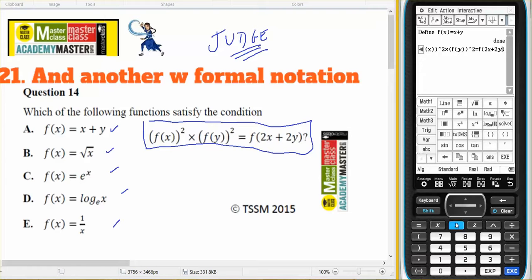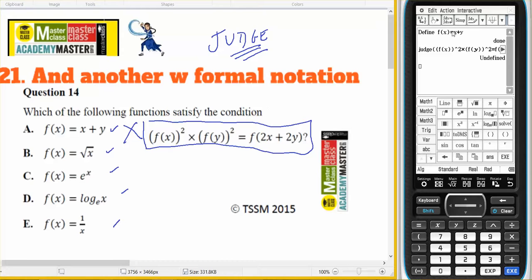Now, if this is true for all statements of x and y, for that function, I would get a true. It's undefined, which means that for some values of x and some values of y, for instance 0 and 0, it is true, but for others it's not. So A is not my answer.